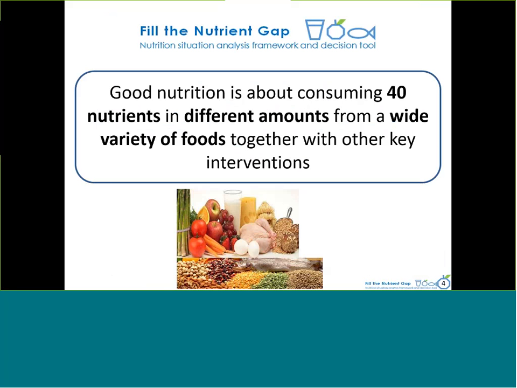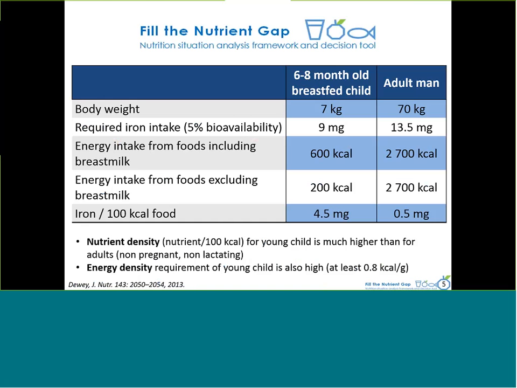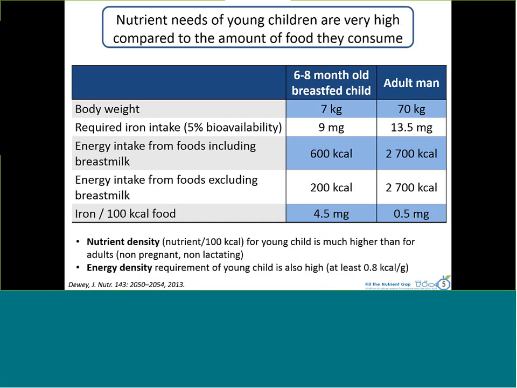If you go to the next slide, adequate nutrition is about consuming 40 nutrients in different amounts. Those need to come from a wide variety of foods. And those amounts also differ for different target groups. So we'll show on the next slide, if you, for example, compare a young breastfed child to an adult man, their body weight differs by a factor 10. However, their required iron intake only differs by a factor 1.5. And the amount of food that provides the required amount of iron is also very different.